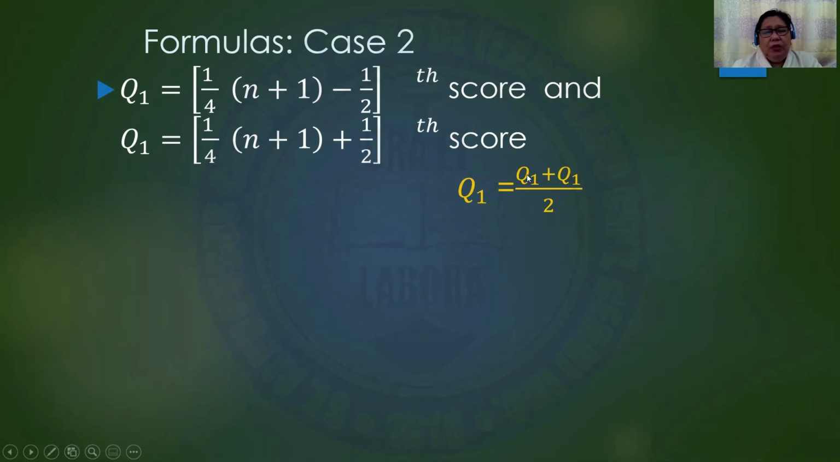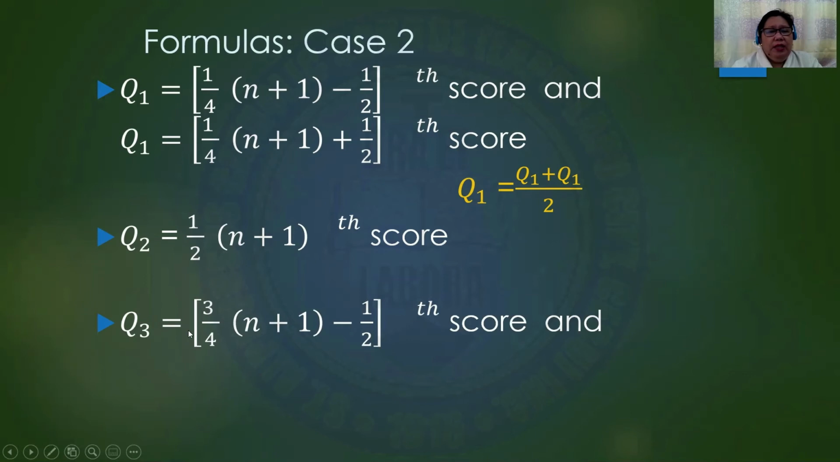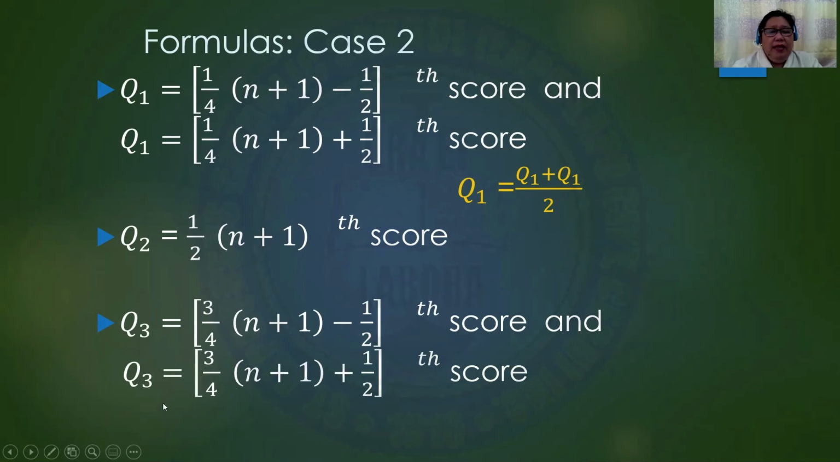Whatever the result of the first quartile, you add it to the result of the next quartile 1, then divide it by 2. For quartile 2, it is equivalent to 1/2 of (n plus 1)th score or quantity. Then for the third quartile, it is equal to 3/4 of (n plus 1) minus 1/2 th score. And you still have to take another third quartile equivalent to 3/4 of (n plus 1) plus 1/2 th score, and take the mean or the average of the two. So the result of this plus the result of the second, divide it by 2.